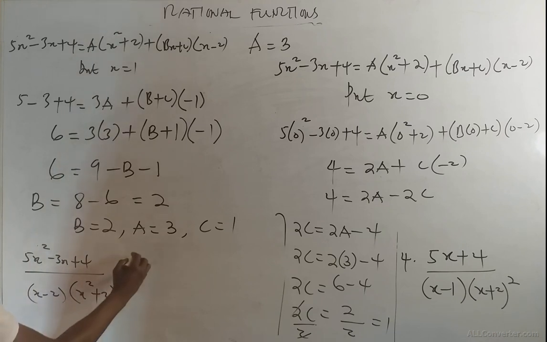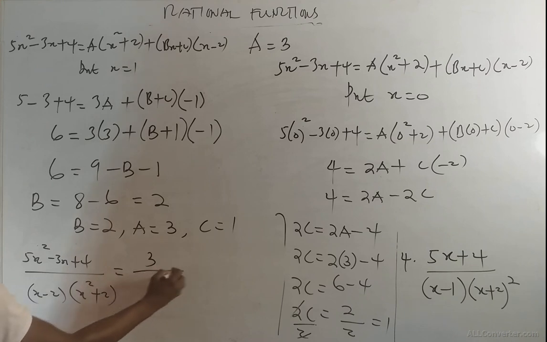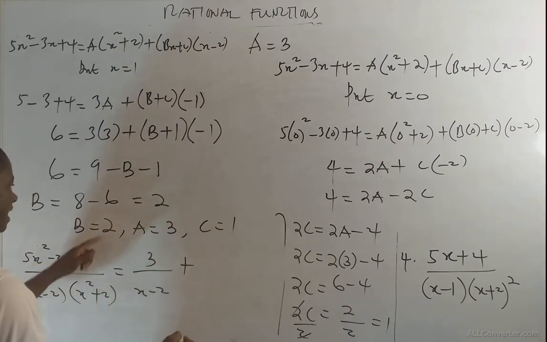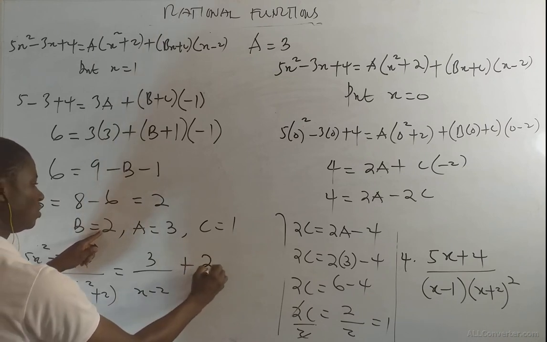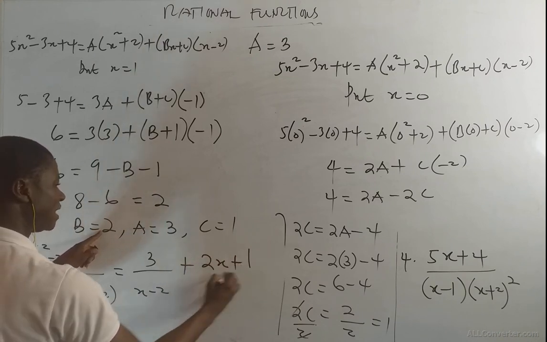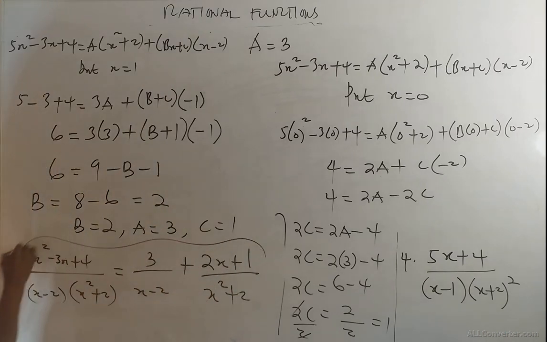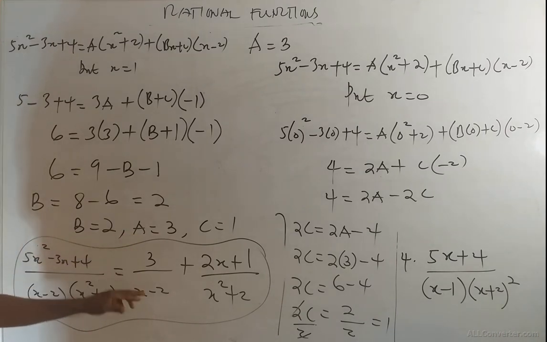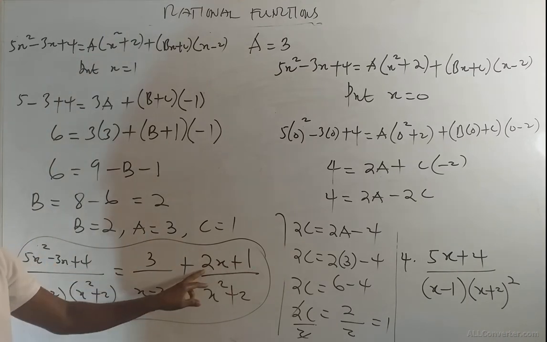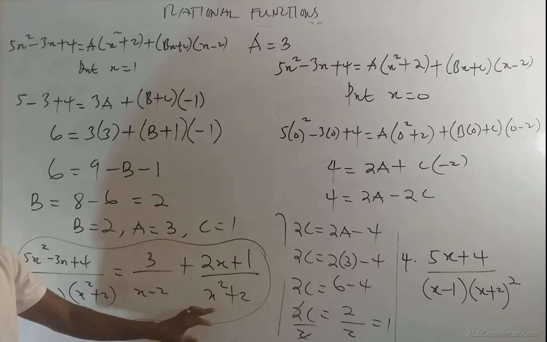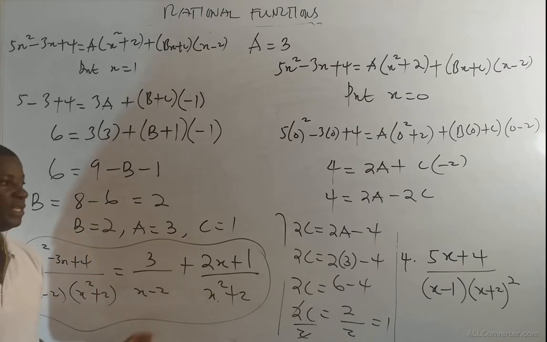And we said that this should be A over, and now the A is 3. So it is 3 over x minus 2 plus bx plus c. And that b is now 2. So it is 2x plus c, and c is 1, over the quadratic factor x squared plus 2. So this is what we call the partial fraction. Remember that this was the question, and this is how it was expressed: A over x minus 2, A is now 3, plus bx plus c, and b is now 2, c is now 1, over the quadratic factor. So this is the partial fraction.